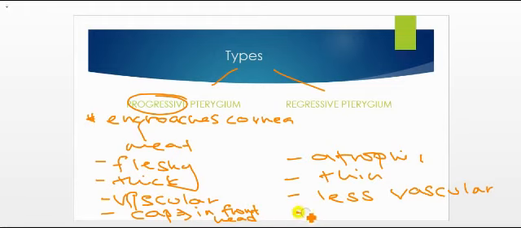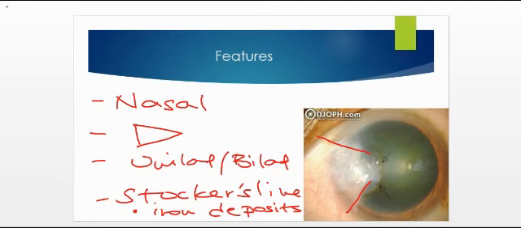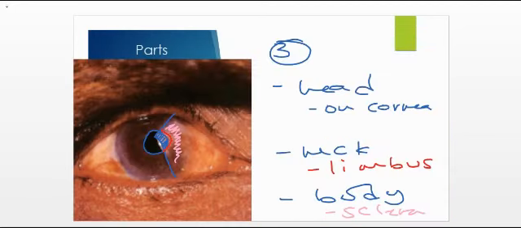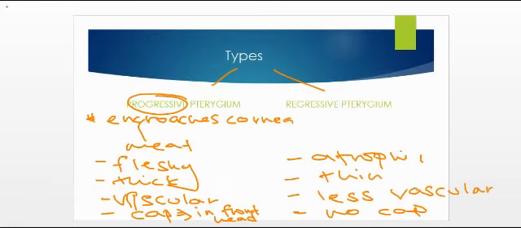On the other hand, there is no cap here on the regressive one, right? So that covers type. So it's understood, right? What are the main features? What are the parts of it? And what are the types?